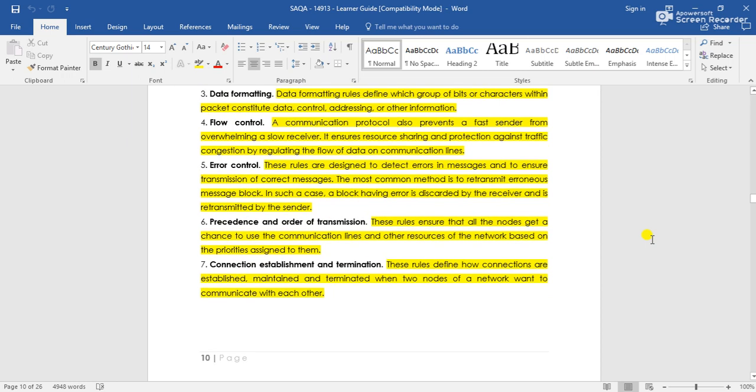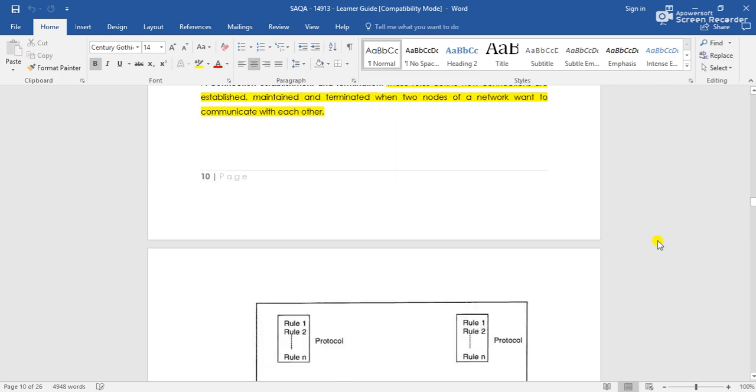The precedence and the order of transmission. These rules ensure that all the nodes get a chance to use the communication lines and other resources of the network based on the priorities assigned to them. Connection, establishment, and termination. These rules define how connections are established, maintained, and terminated when two nodes of a network want to communicate with each other.